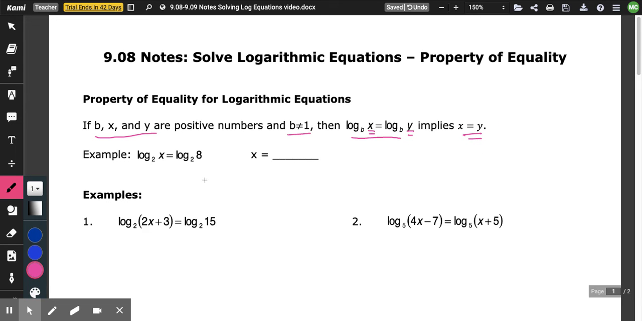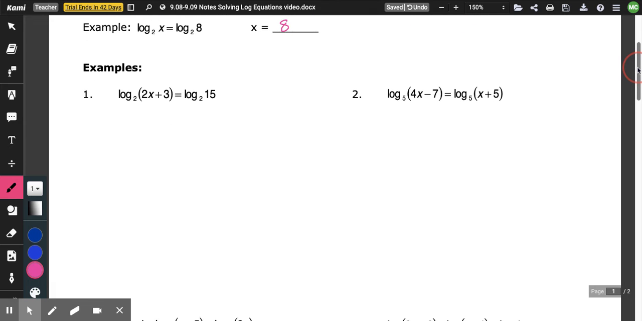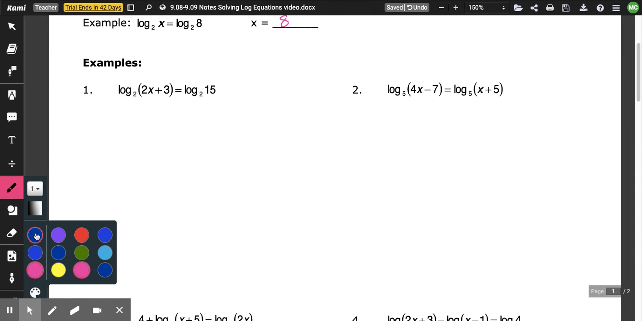So for a quick little example there, if we had log base 2 of x equals log base 2 of 8, then x would have to equal 8. Alrighty, so we're going to take that to some problems that are a little bit more interesting there.